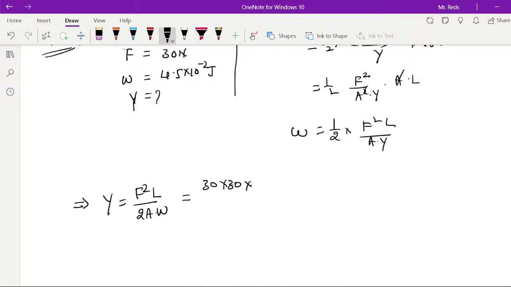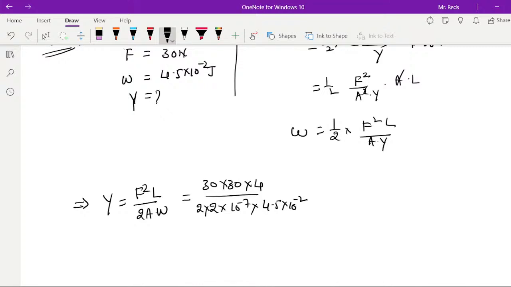30 into 30 into L. L is how much? 4 meter. By A, area is how much? 2 into 10 power minus 7. Oh, already 2 is there. 2 into area is 2 into 10 to the power minus 7, into work done is 4.5, 4.5 into 10 to the power minus 2.